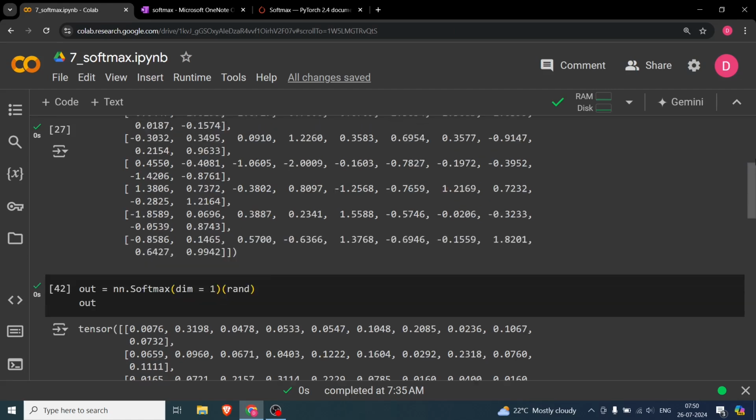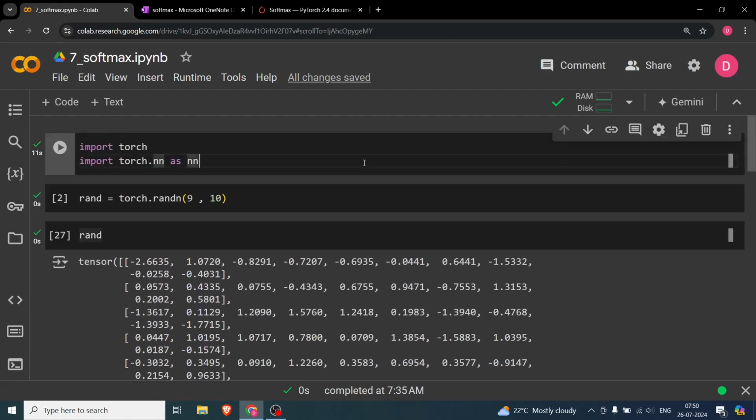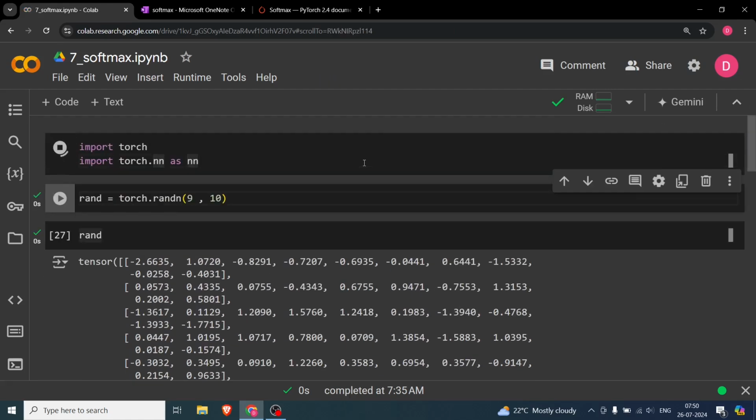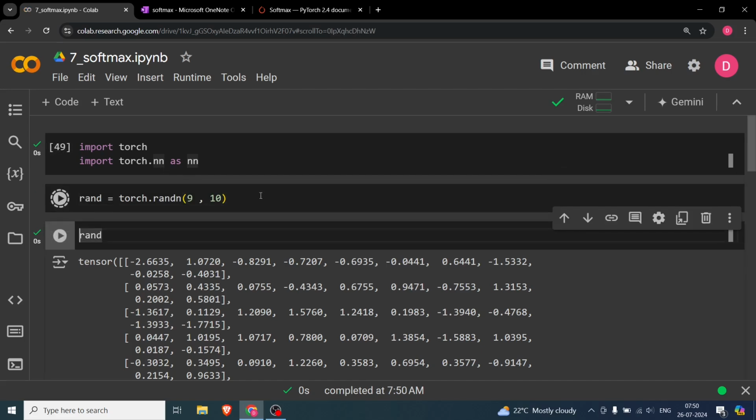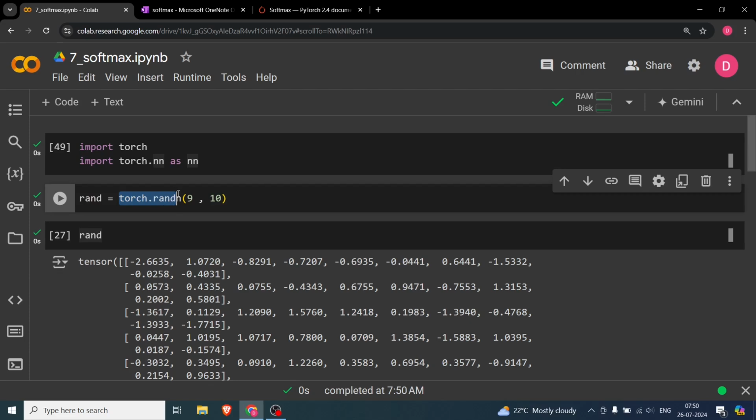So I had already run this code, but I'm going to do it one more time for you. So these are the basic imports. You are importing torch and torch.nn. Here I am having a random generation of values.